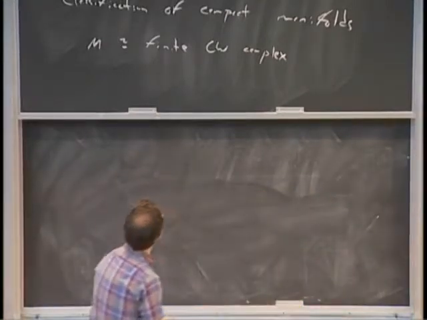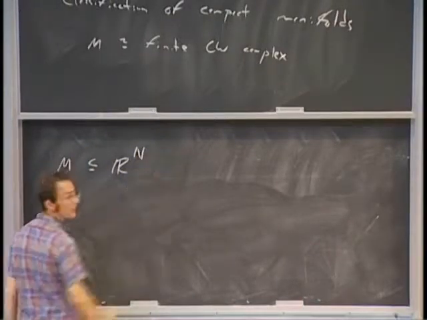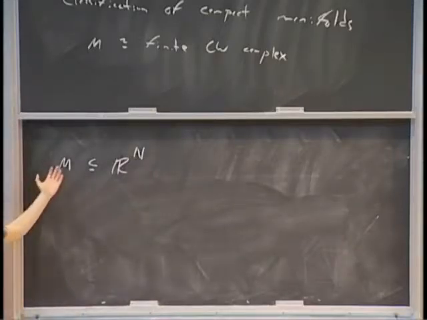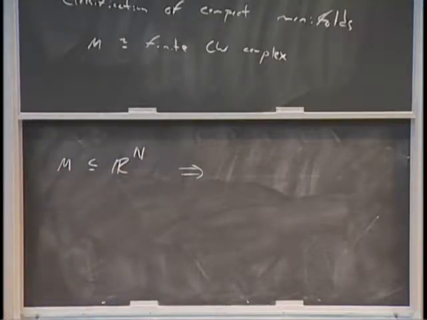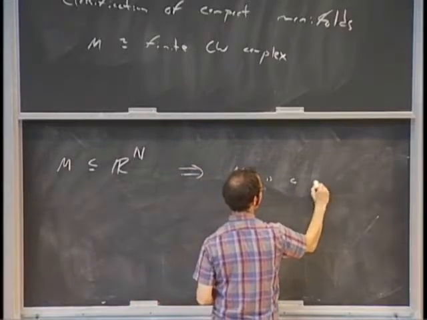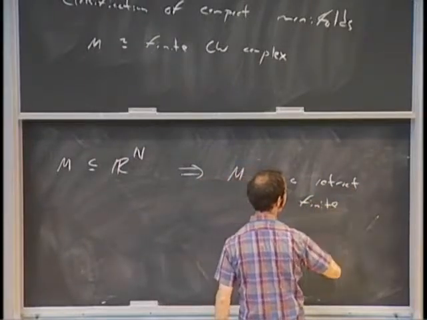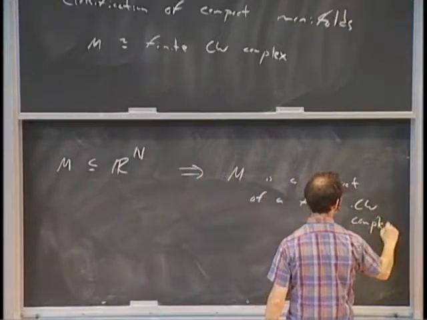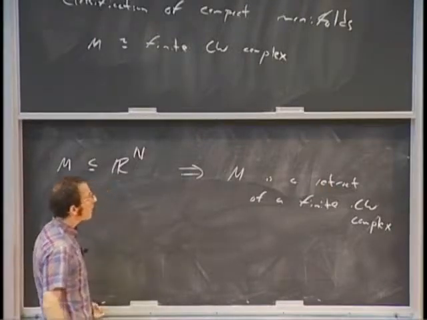Okay. So we also know that in general, we can embed M in some very large Euclidean space. And what this turns out to mean, using the theory of Euclidean neighborhood retracts, is this implies that M is a retract of a finite CW complex. This is not obvious. You have to know something about the topology of what are called Euclidean neighborhood retracts to prove this. But it's true. And it motivates the following question.